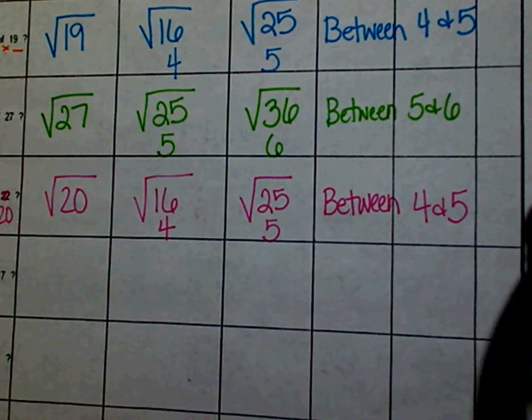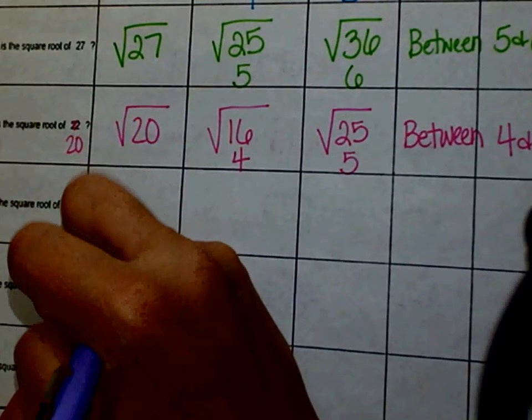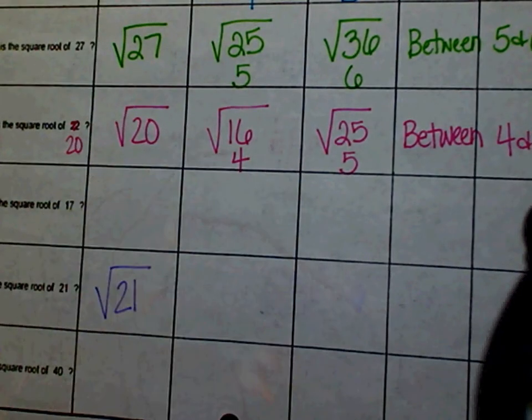Let's have you try one. Let's try the square root of 21. Okay, so let's start off. 21, pause the video, come back and check with me.